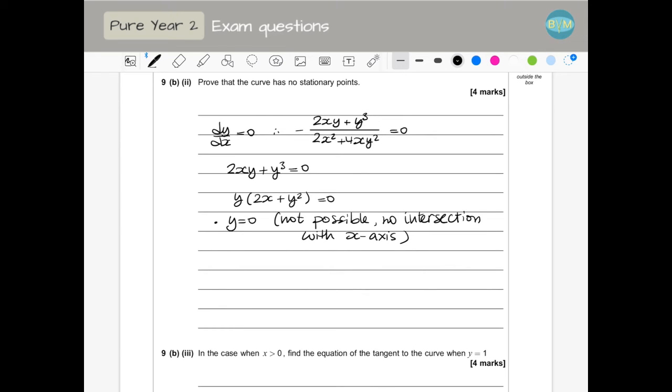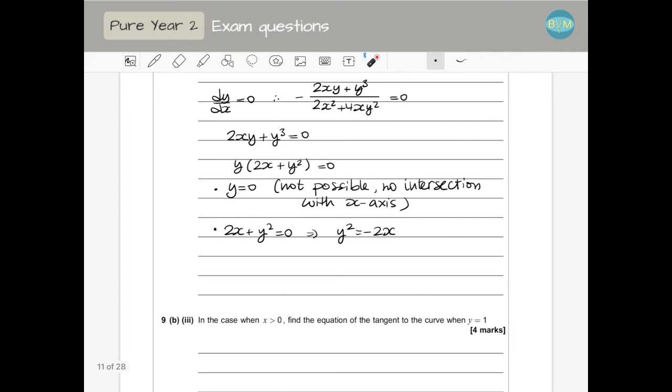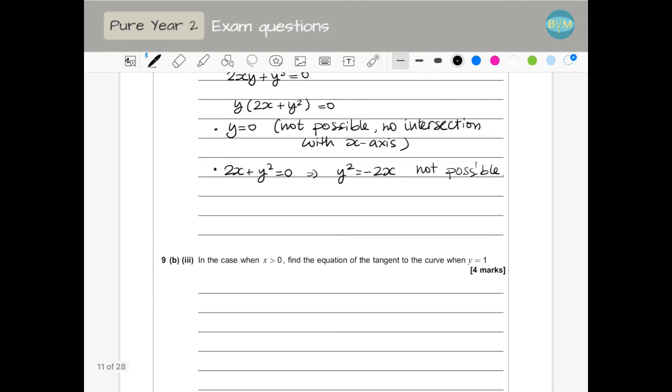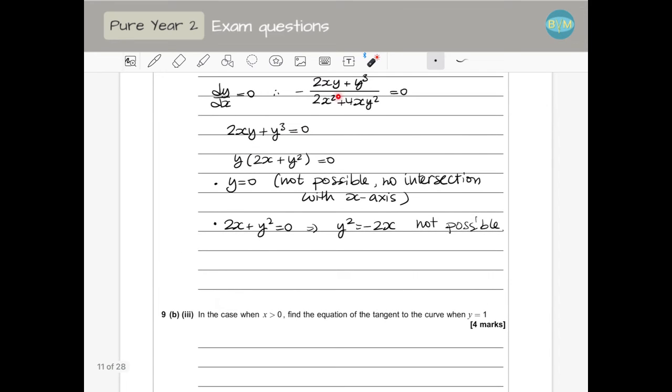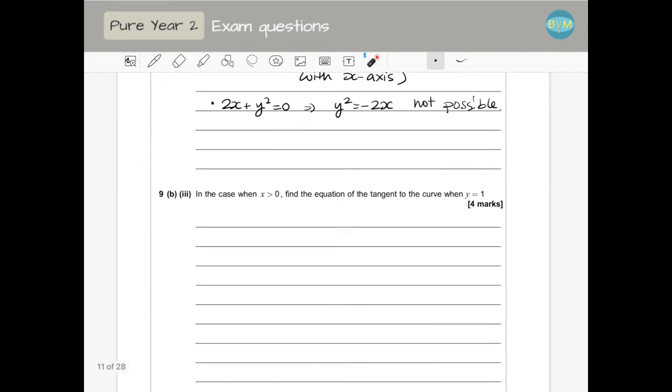And then the other option would be that 2x plus y squared is equal to 0, which would mean, the other way around, y squared is minus 2x, and that's not possible because the square root of minus 2x is not real. So again, not possible. And that's it. Therefore, we don't have stationary points because this cannot be 0.